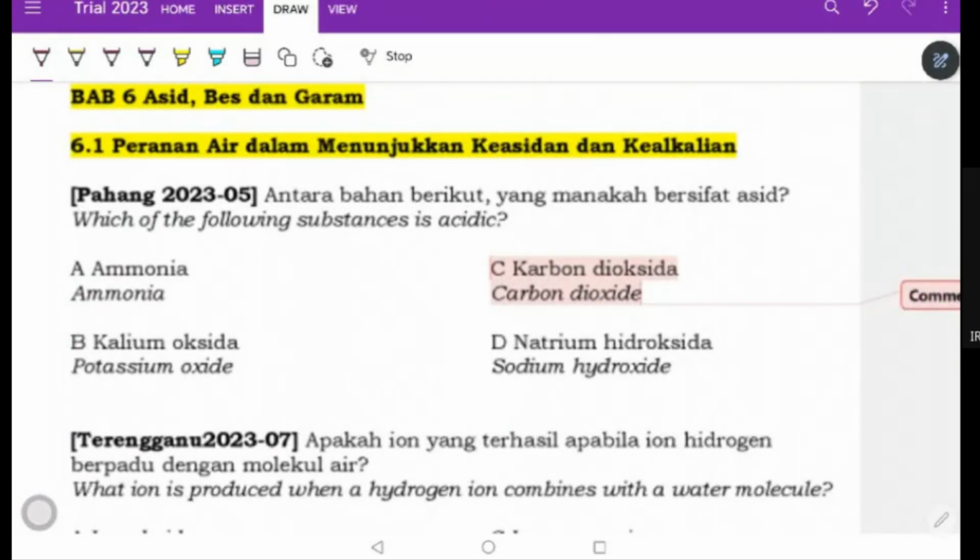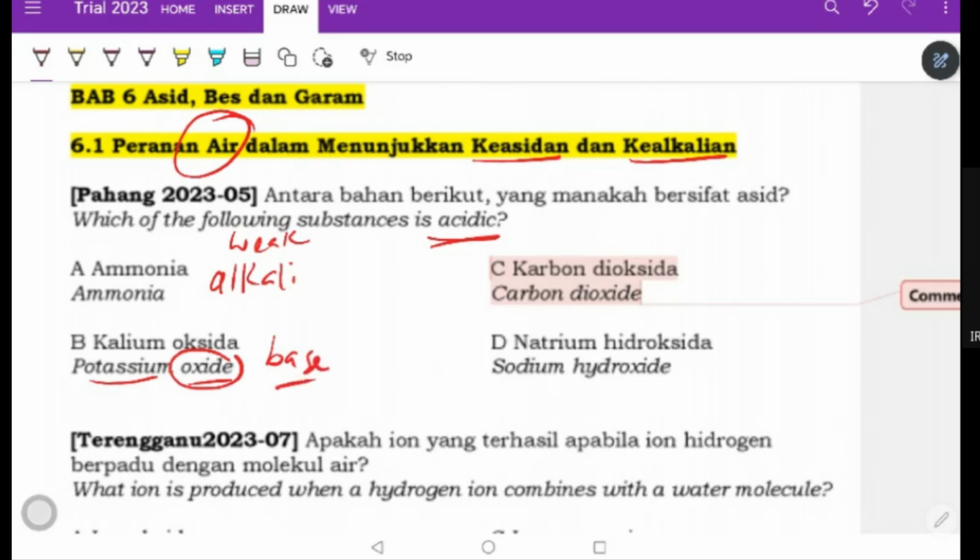Okay, now the role of water to show the acidic properties and alkaline properties. So which of the following is acidic? Okay. So class, ammonia. Remember, ammonia is a weak alkali. Okay. Potassium oxide, what is that? Metal oxide is a base, remember. And sodium hydroxide is alkali, a strong alkali. So only one, carbon dioxide, is acidic.